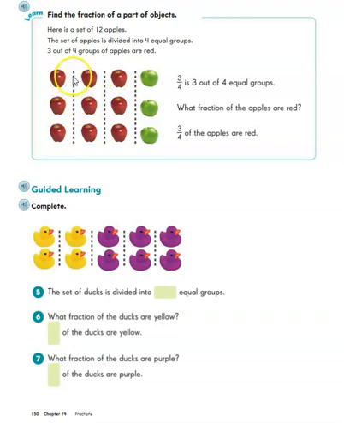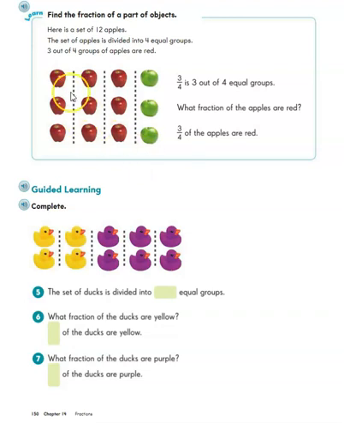Can you see how they've been divided? So we've got this first group, that's one group, 2, 3, and 4. So we still have 4 total groups, and it looks like 3 out of 4 of them are red. So we still have the same fraction, 3/4, because we've got 3 groups that are red out of a total of 4 groups.